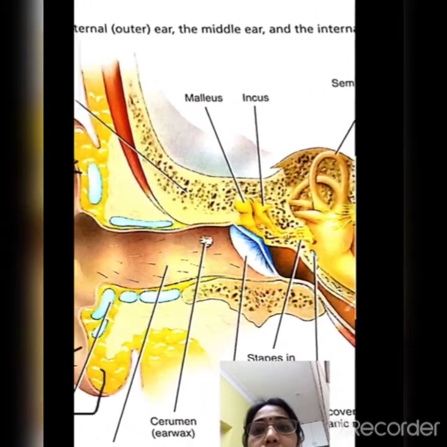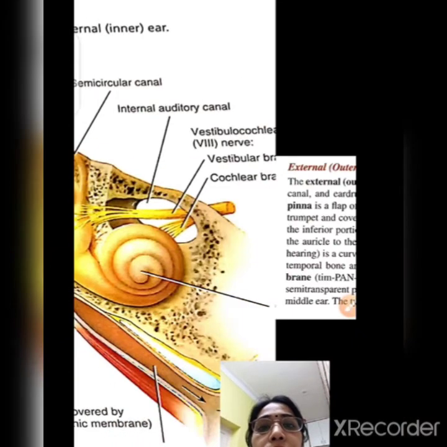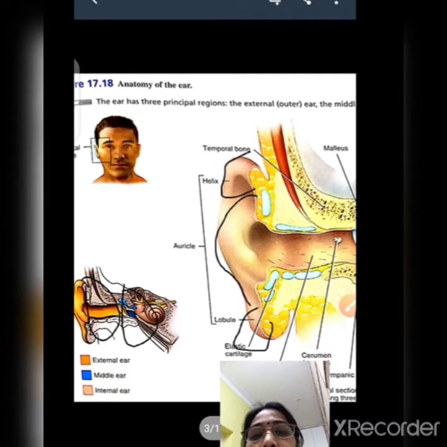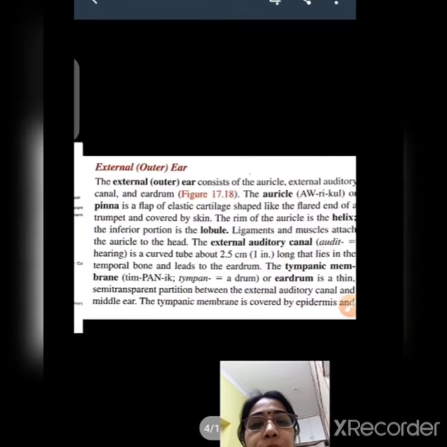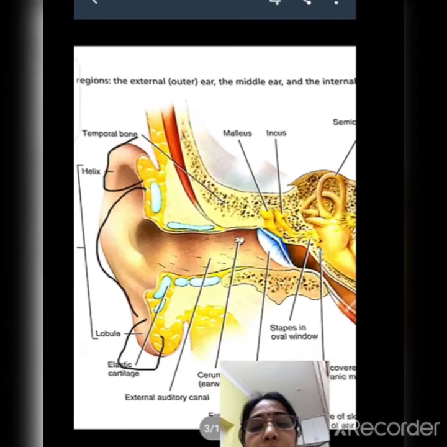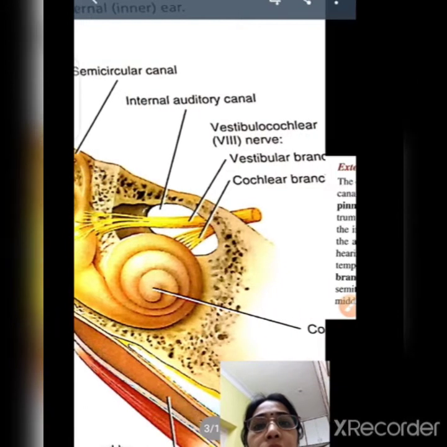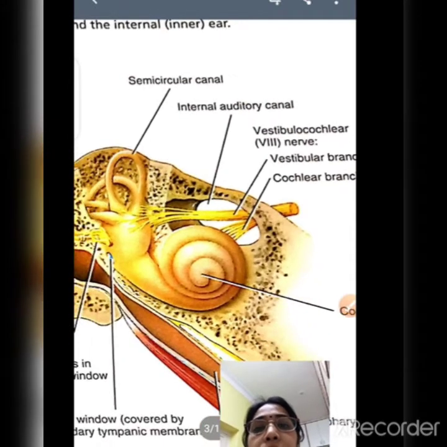The semicircular canal and the internal auditory pathway are all present here. In the picture, the outer portion is the external ear, the blue portion is the middle ear, and the light peach portion with the circular canals is the internal ear. Here you can see the semicircular canal, the internal auditory canal, the vestibulocochlear nerve, the vestibular branch, and the cochlear branch. This is the external auditory canal.